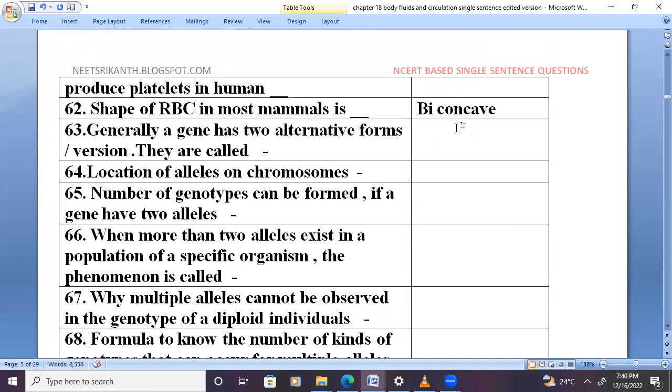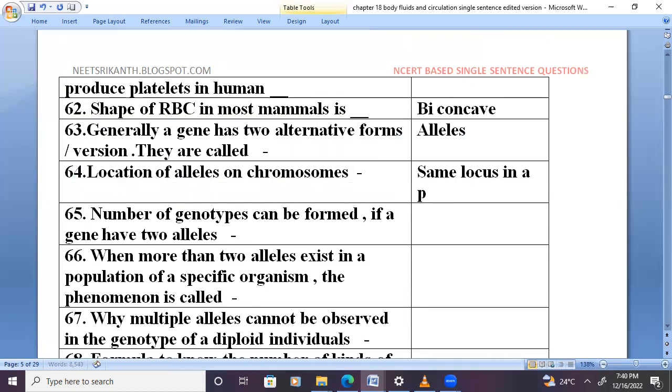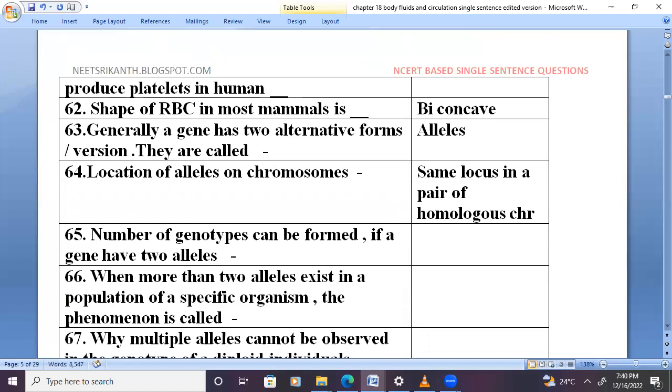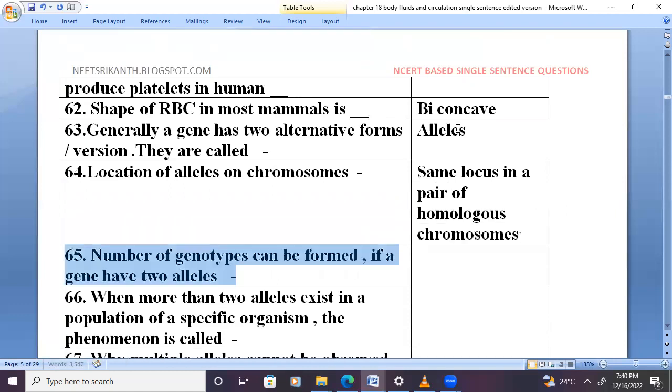The shape of RBC in most mammals is biconcave. Generally, a gene has two alternative forms or versions. They are called alleles, according to Mendel. Alleles are located at the same locus in a pair of homologous chromosomes.